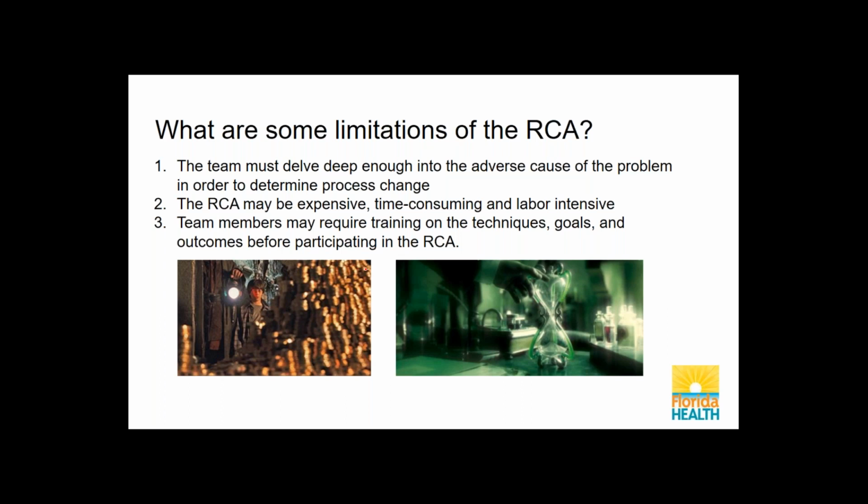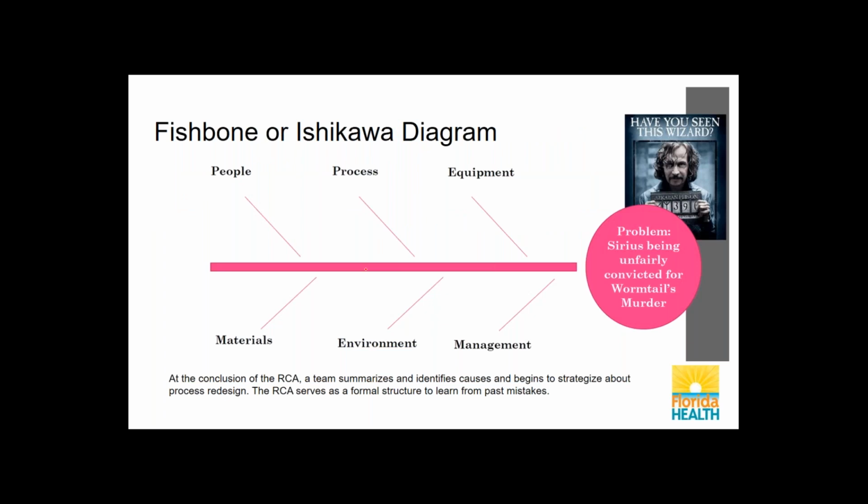Okay, so here we have a fishbone or Ishikawa diagram. When you see fishbone or Ishikawa diagram and you are taking your test immediately, you don't even need to think about it. You should already be thinking in your head, root cause analysis. It should be like a light switch. Fishbone or Ishikawa diagram, you're thinking of a root cause analysis. So here, our example is you're trying to figure out why Sirius was unfairly convicted of Wormtail's murder. And that is the problem. That is the problem that occurred in this movie.